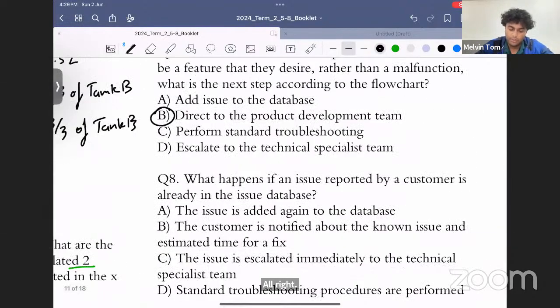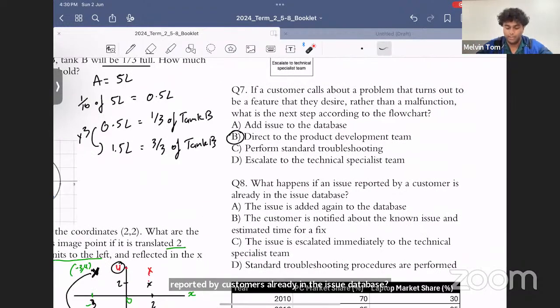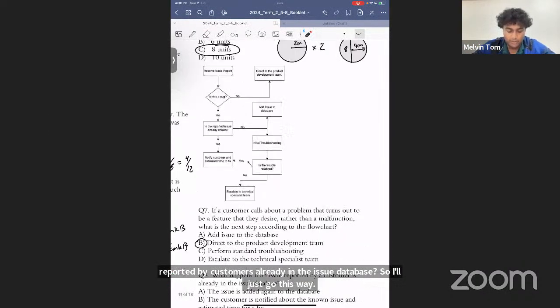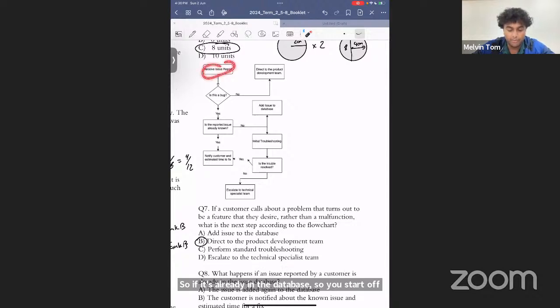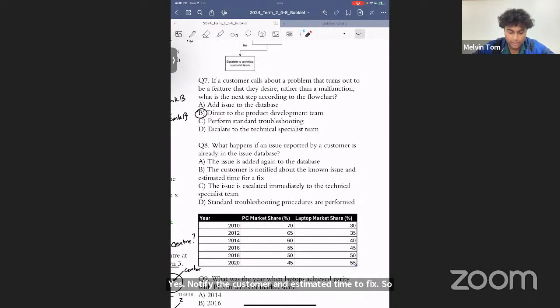Question number 2. What happens if an issue reported by a customer is already in the issue database? So I'll just go this way. If it's already in the database, you start off again at the top and it says issue report. Is this a bug? Yes, it is a bug. Is the issue already known? Yes. Notify the customer and estimated time to fix. So looking at the answers, we choose once again B. We have to notify about the known issue and the estimated time to fix.